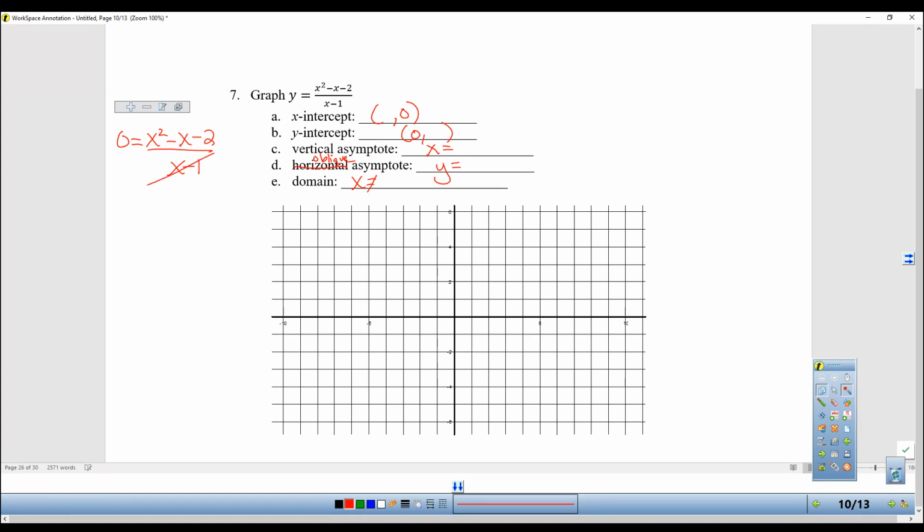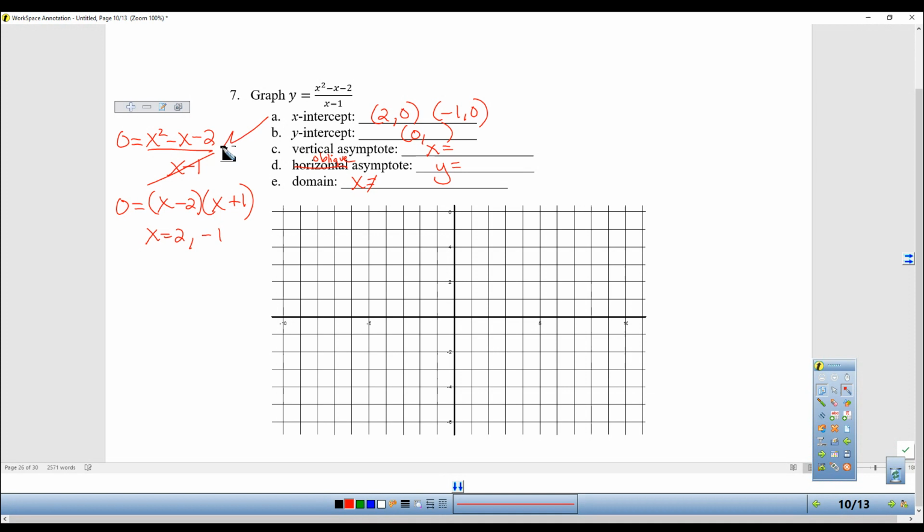Only the numerator matters because I can clear the fraction. I see an x squared. What do I do? I factor. And I find out that there are two x-intercepts, 2 and -1. So (2, 0) and (-1, 0).